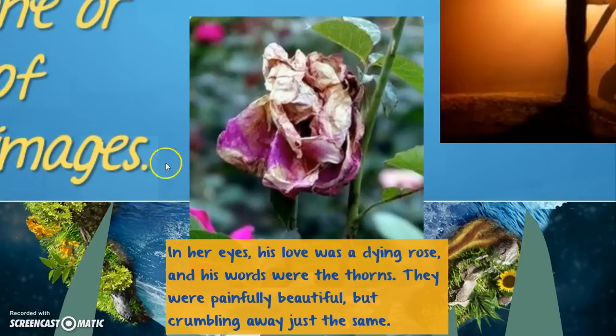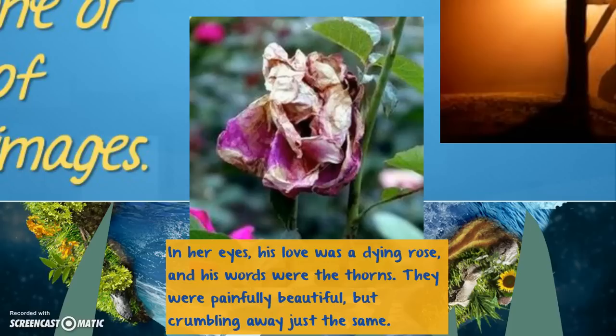Here's the example from me. And by the way, that's my picture too. I took it like 5 years ago. "In her eyes, his love was a dying rose, and his words were the thorns. They were painfully beautiful, but crumbling away just the same." In this, there are two metaphors. Love is being compared to a dying rose. Words are being compared to thorns. So basically, they were probably breaking up. Their love was ending, and what he was saying to her was hurting her. He was trying to be nice, but it still was hurting her the same. It didn't change anything what he was trying to do.